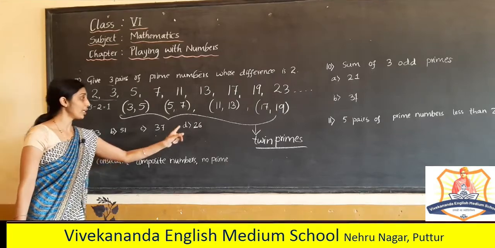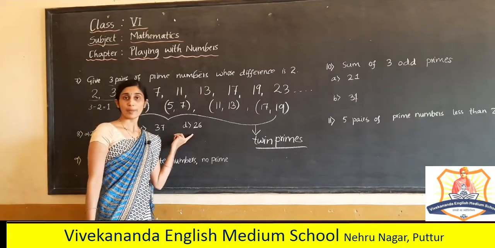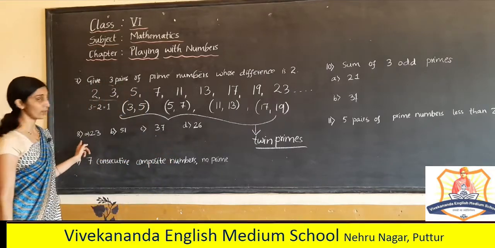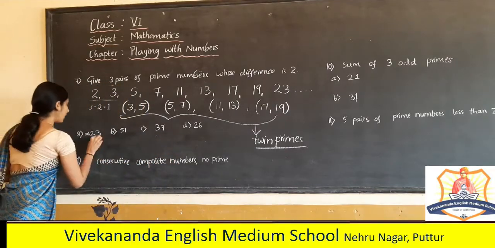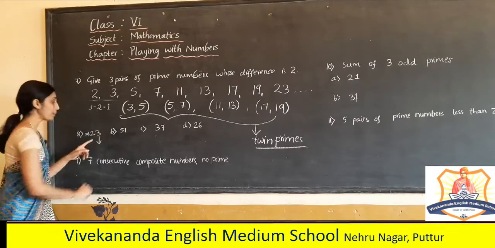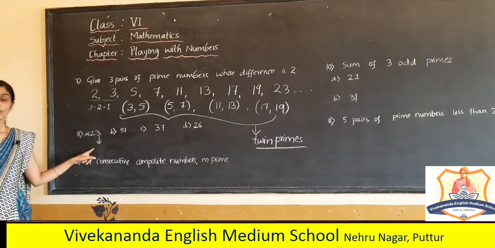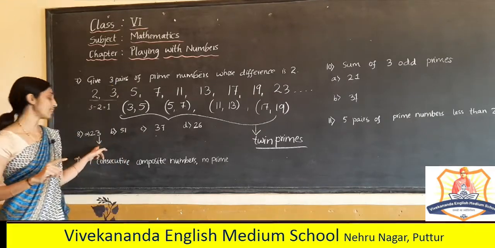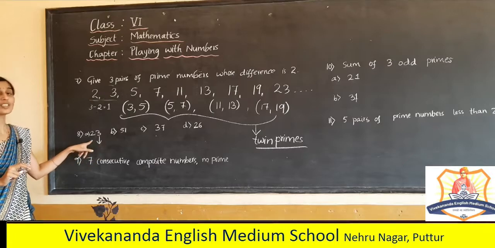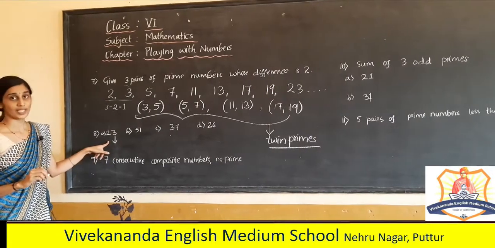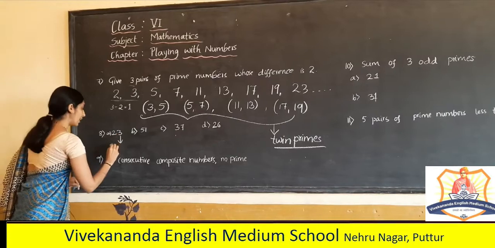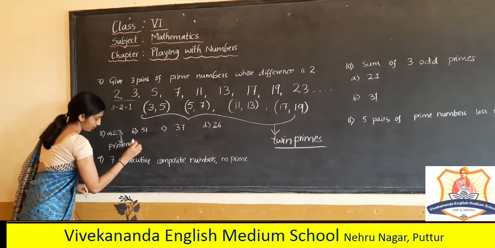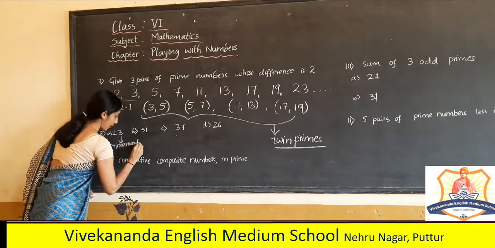Among these given numbers, which are the prime numbers is the question given in your textbook, 8th question. So 23, is this a prime number? Yes, of course. 23 is divisible by only 1 and 23, the number itself. Only 2 factors 23 has got. So it is a prime number.